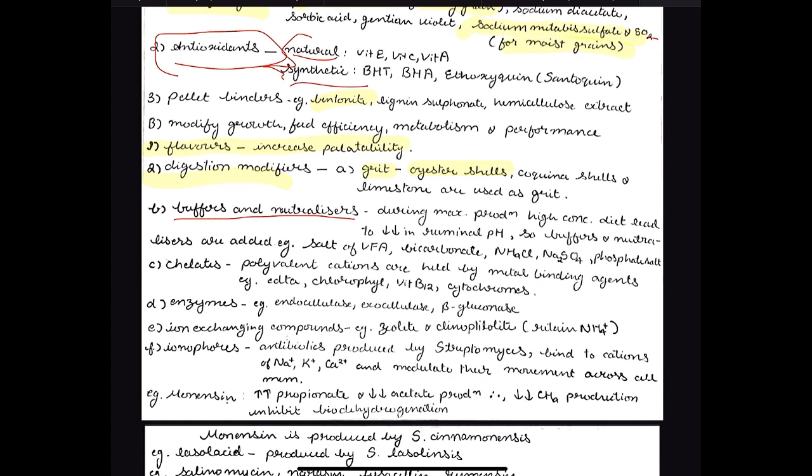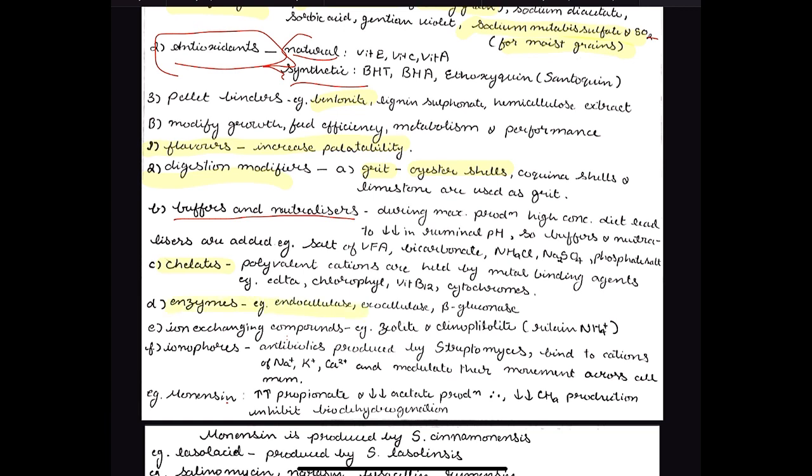And rumen acidosis is a problem. So to combat that, we can add neutralizers and buffers. And the examples are salt of VFA, volatile fatty acid, bicarbonate ion, ammonium chloride, ammonium sulfate, and phosphate salts. Then we have chelating agents. Okay, they are polyvalent cations that are held by metal binding agents like EDTA, chlorophyll, vitamin B12, and cytochrome.